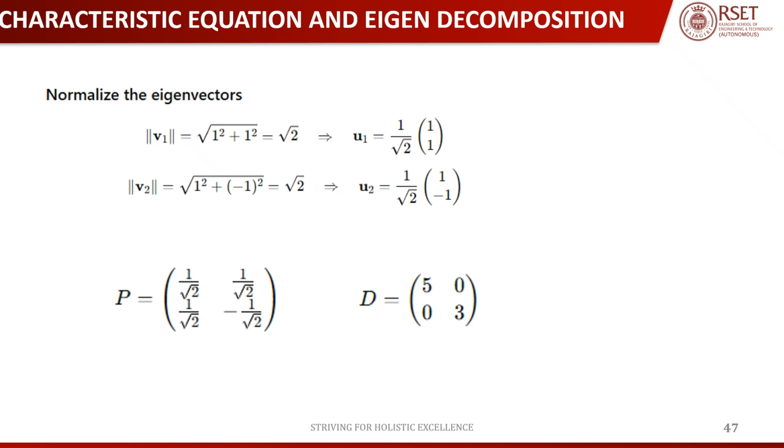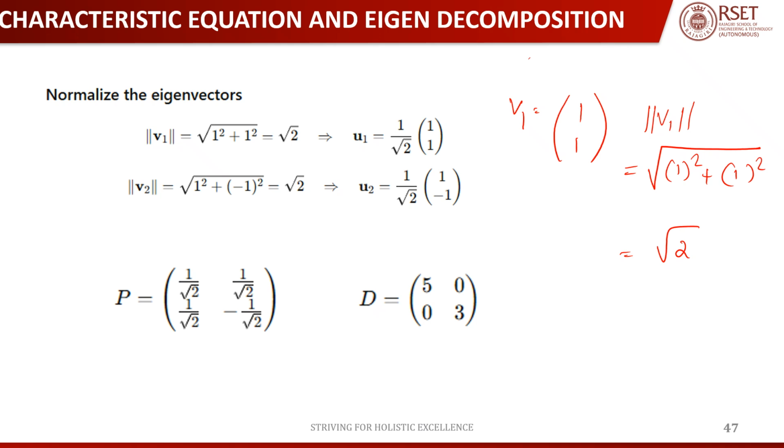For that, we have v1 is equal to, what was our v1? v1 was 1, 1, right? v1 is equal to 1, 1. So first we'll find the norm of v1. The norm of v1 is nothing but the root of the squares of these entries. That is 1 square plus 1 square, so that is equal to root 2. So the norm of v1 will be equal to root 2.